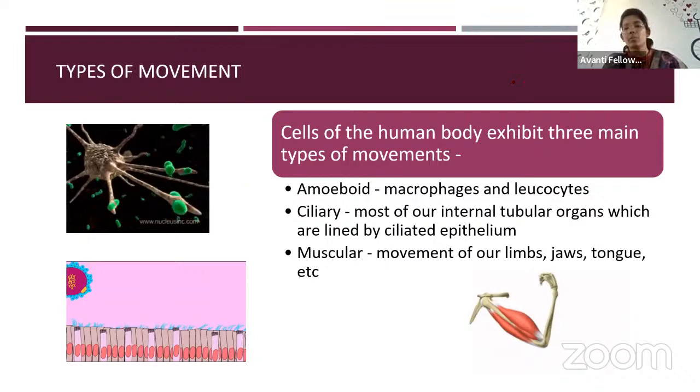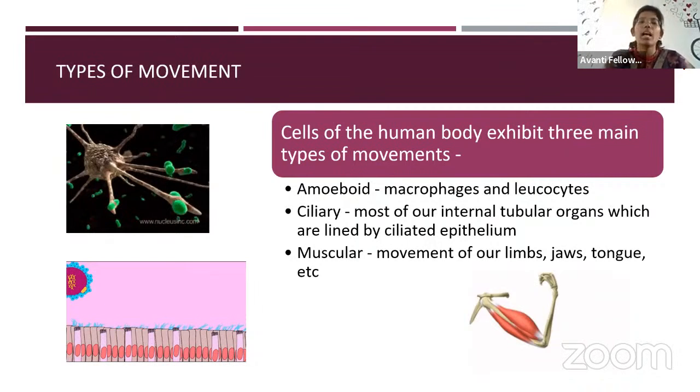Okay, so now we are going to talk about types of movement. The cells of a human body exhibit three main types of movements. What are those movements? Now we are talking about inside the human body. Externally, right? We have locomotion, which means we can move from one place to another place. But internally, our body can show some other movements. Altogether, we have three types of movements. What are those three types?